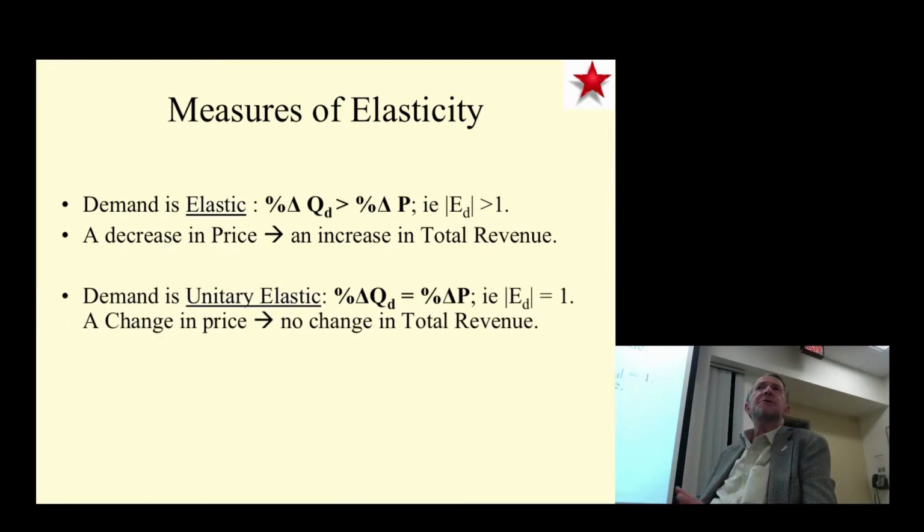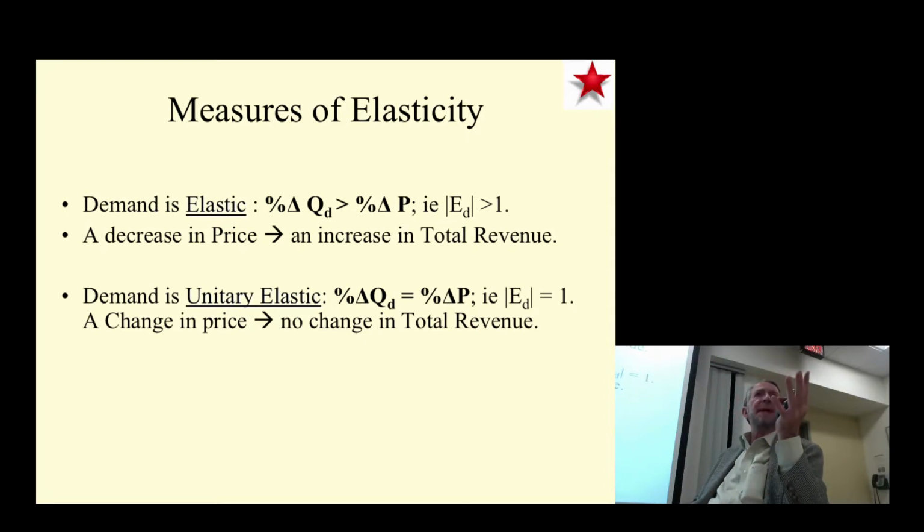If the two percentages are the same, I raise price by 10%, I lose 10% of my sales. I lower price by 25%, I gain 25% of my sales. The number will always be 1 because the two percentages are the same. Numerator is quantity, denominator is price. If those two percentages are equal, the number will be negative 1. And that's called unitary elastic. Unitary meaning 1.